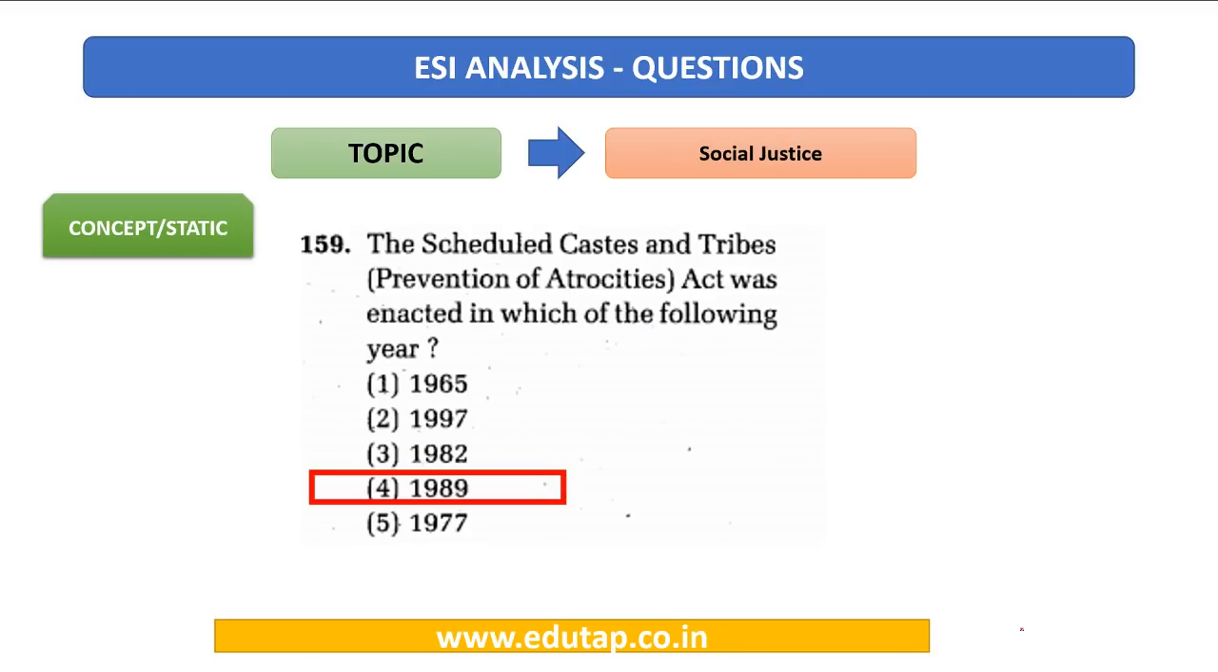The next question says, the Scheduled Castes and Tribes Prevention of Atrocities Act was enacted in which of the following years? This question can be linked to the social justice topic. The answer is 1989. They are not asking you about any update or amendments made to this act. They are just asking in which year it was enacted, right? So you need to be aware of the enactment year of important acts. That can also be one of the questions in your examination.